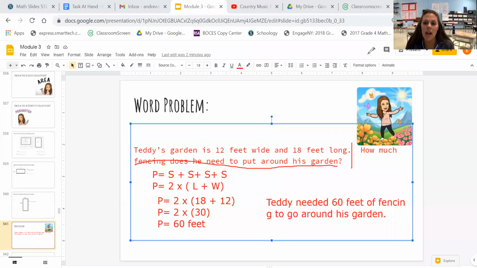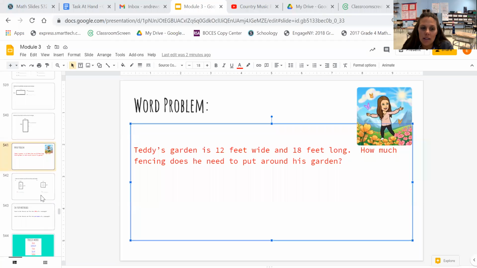All right, friends, you'll notice that as I solved this, I had a roadblock, I underlined my question, and I showed my work. I used the length times width times 2 formula, and when I added my length and my width, I got 30. I multiplied that times 2, which was 60. Sorry, my word didn't fit there, so it got cut off. Teddy needed 60 feet of fencing to go around his garden. Notice when I wrote my complete sentence, started with a capital, I ended with a period. Nice job, guys.